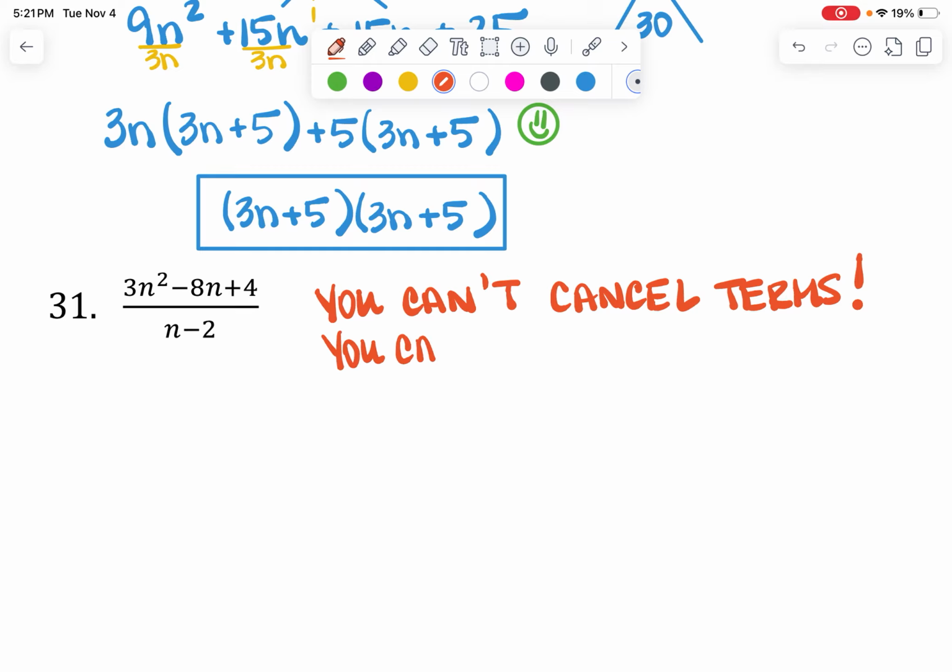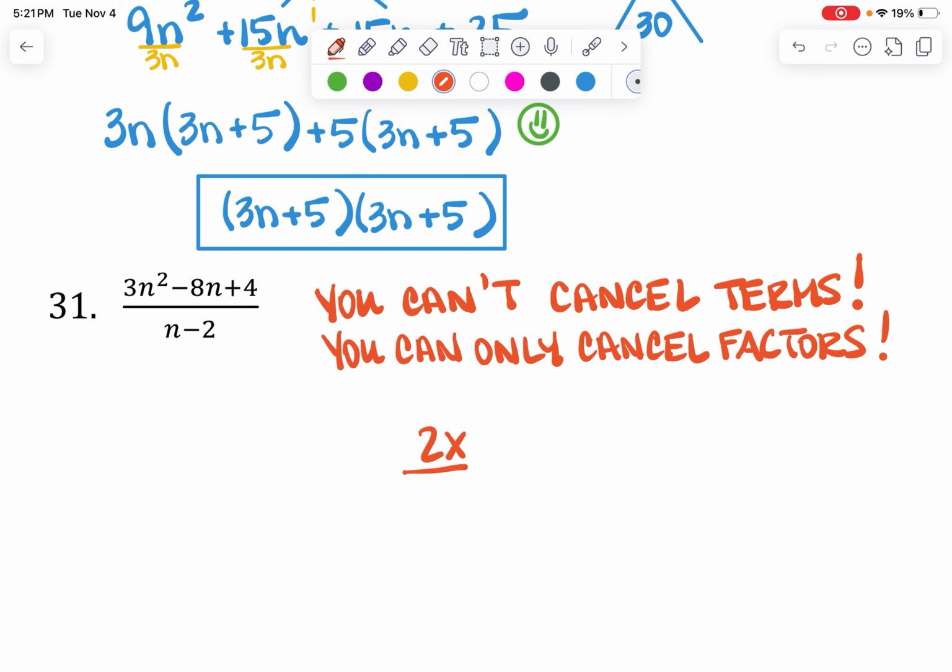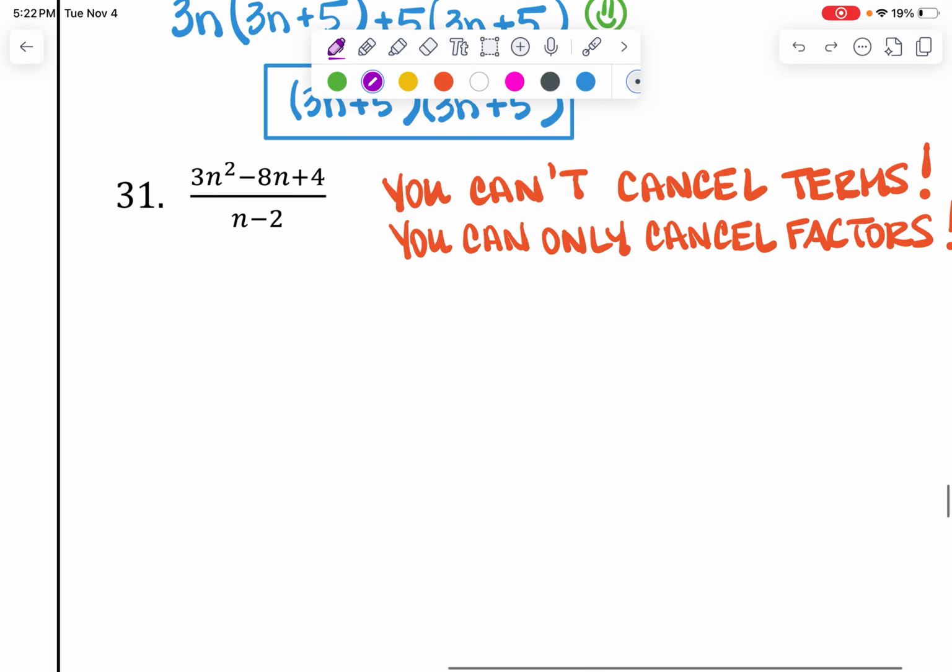Remember, you can only cancel factors. Factors and terms are very different, right? If I saw 2x over 4y, then I can reduce them because those are factors. There's no plus or minus signs. So those are all independent little factors, right? But as soon as you start seeing plus or minus signs, you cannot start canceling stuff out. Okay, so that means I need to change this trinomial. Instead of terms, we need to turn it into factors.